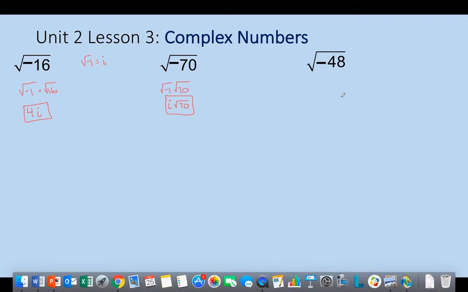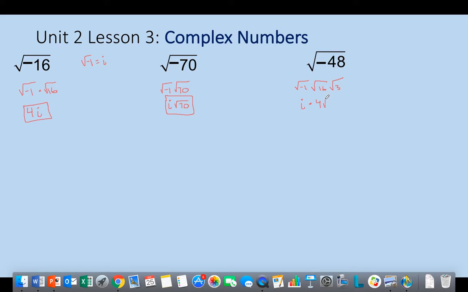Okay, over here, I've got the square root of negative 48. Well, I can break this one down even a little bit more. I can say that this is the square root of negative 1 times the square root of 48. But the square root of 48, I know, is the square root of 16 times 3. I can find a friendly factor, a factor with a square number, 16. And so I'll start reducing this down. The square root of negative 1 we know is i. The square root of 16 is 4.